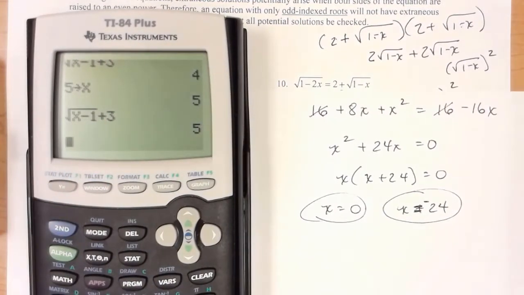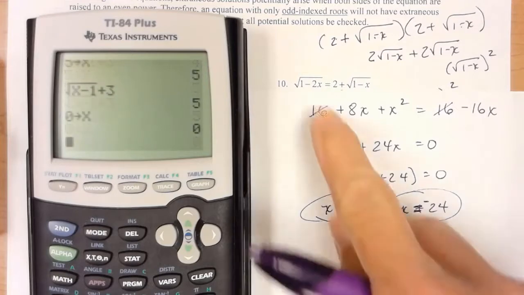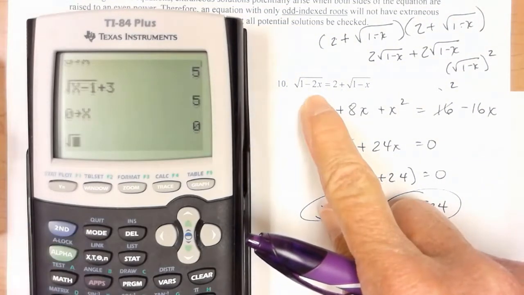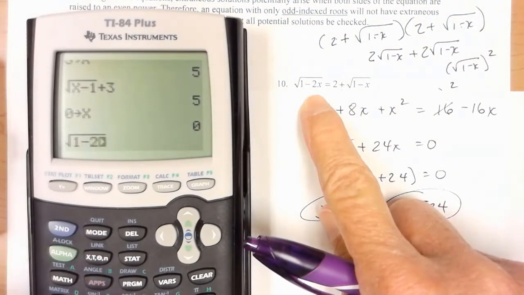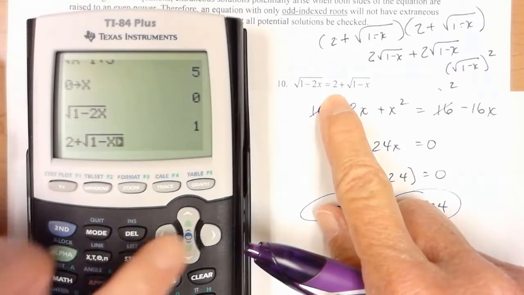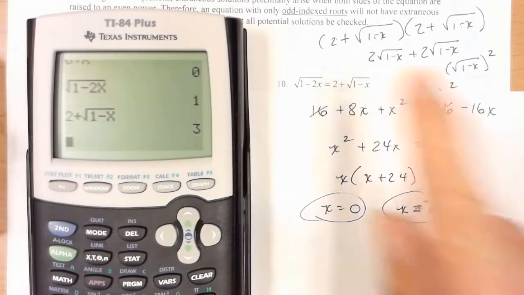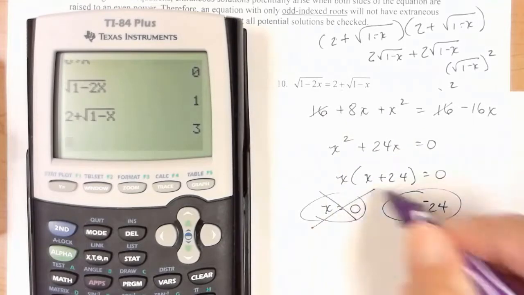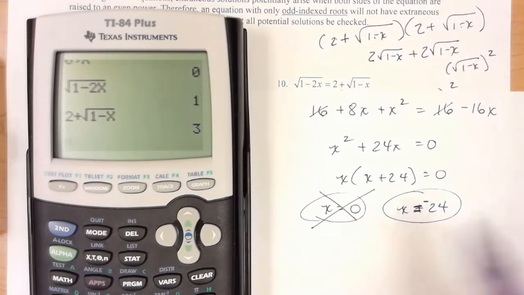Well, poo. Zero. Storing for x. So I've got square root of 1 minus 2x. See what that equals. 2 plus square root of 1 minus x. And if they come out to be the same, then it works. They don't. You just exit out. Don't go real mental. Just exit out.